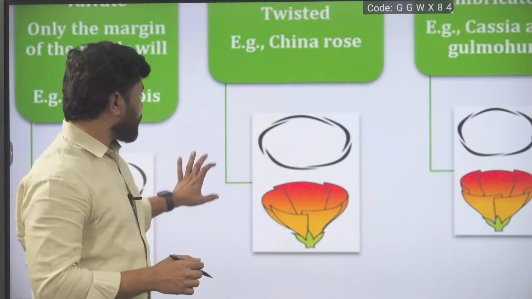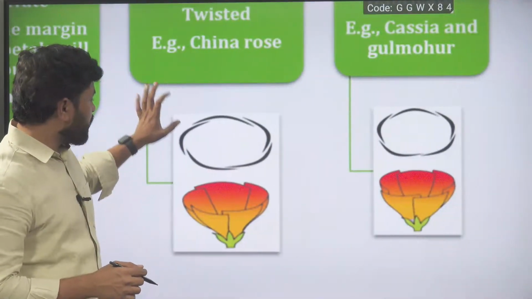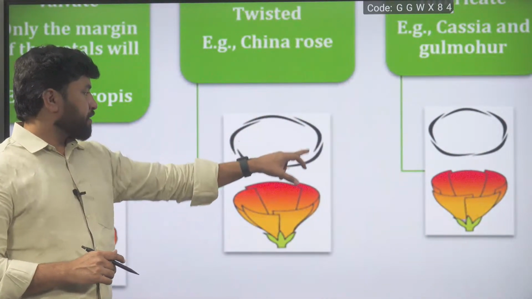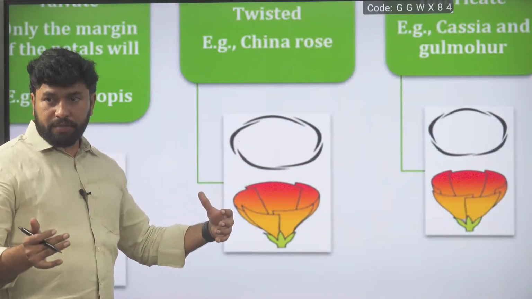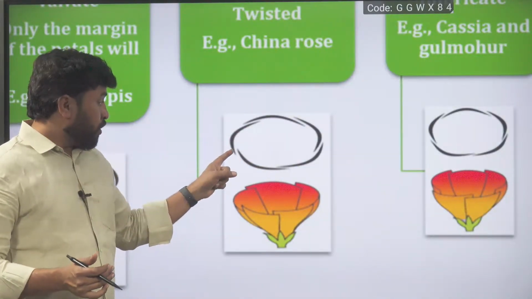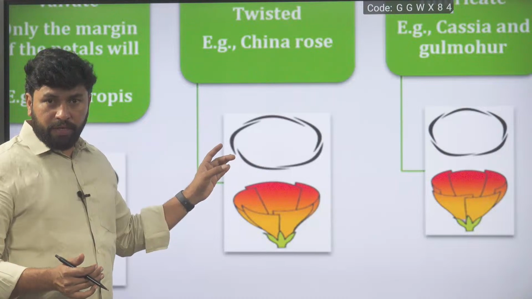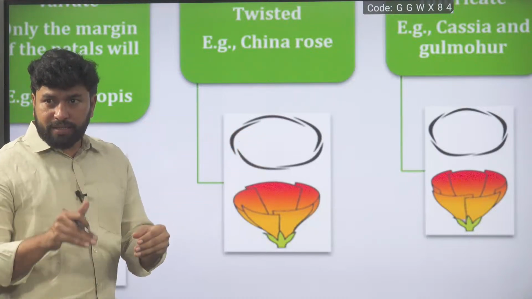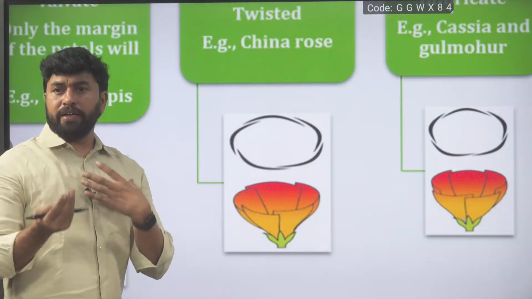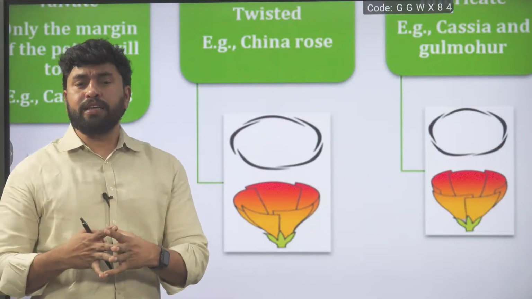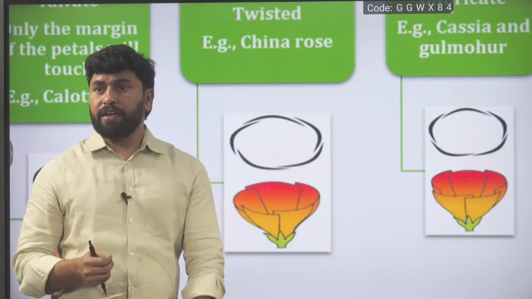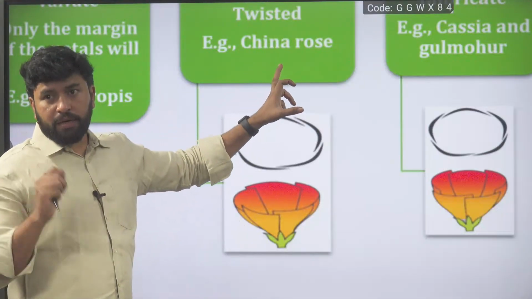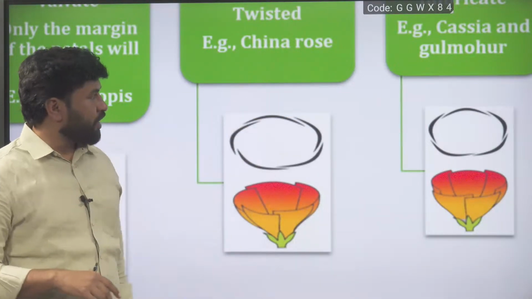Okay. Next one, twisted. Look at this twisted aestivation over here. Petals are arranged in such a way that one end of the petal always should be outside, another end of the petal always should be inside. One end outside, one end inside. In such a way that they are trying to arrange. This pattern of arrangement we call twisted aestivation. Best example of the twisted aestivation, China rose.